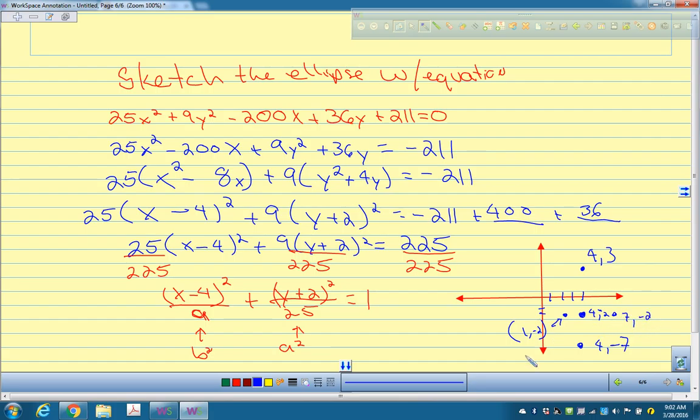And then I'm going to sketch my ellipse to the best of my ellipse sketching abilities. Let's see if I can do it right this time. Come on. No. Let me try again.